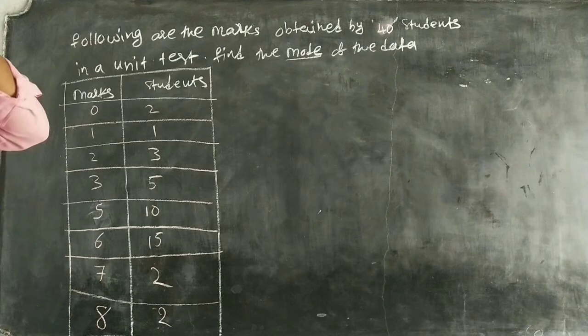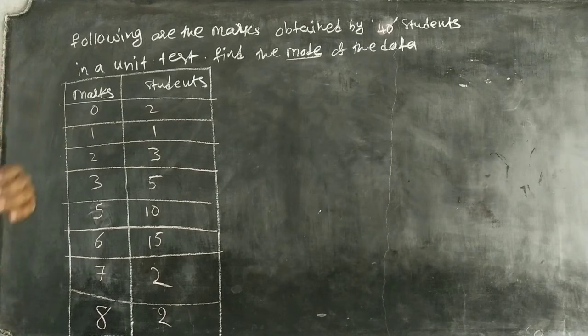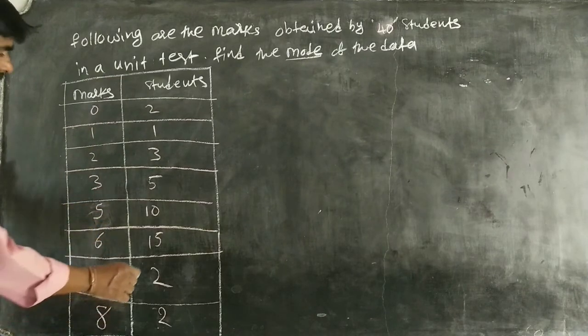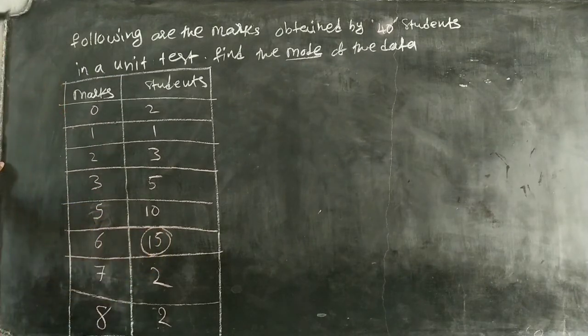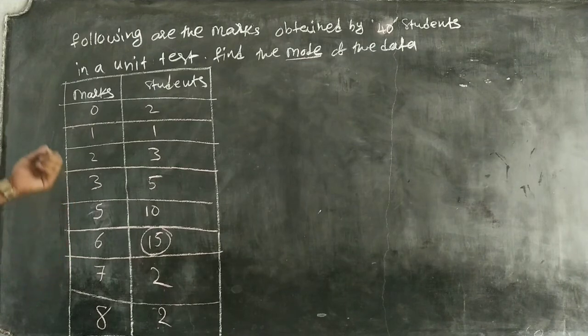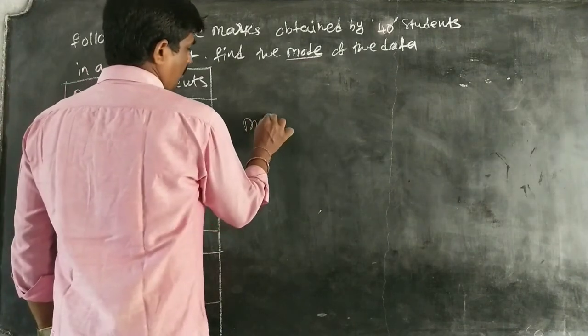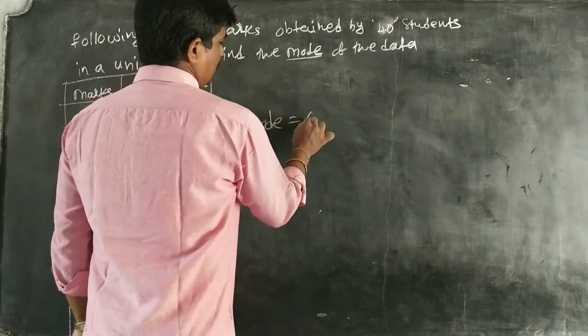Mode means most times occurring. So in this, 15 students got 6 marks. So in this, 6 is the mode. Mode is 6.